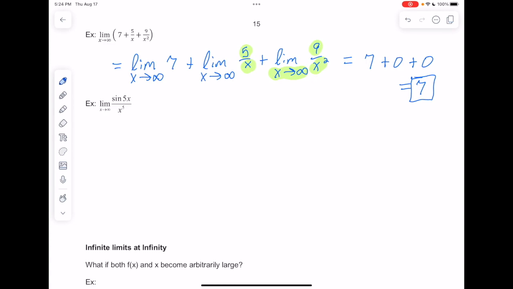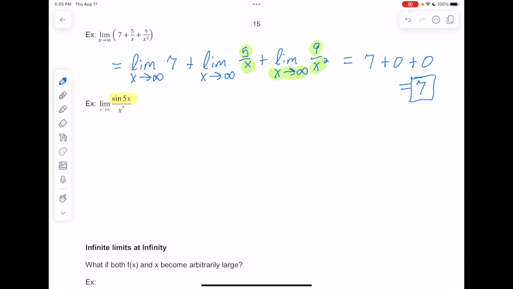All right, so let's look at another one. This one's a little different because the top is not a constant. So we're looking at the limit as x goes to infinity of sine of 5x over x squared. And our numerator is sine of 5x, so it's not a constant. It's a function that's changing values. So we can't quite apply exactly what we learned on the previous page, but what we could do is try and take what we learned on the previous page and the squeeze theorem or the sandwich theorem and see if we can use that to try and see what's happening here.